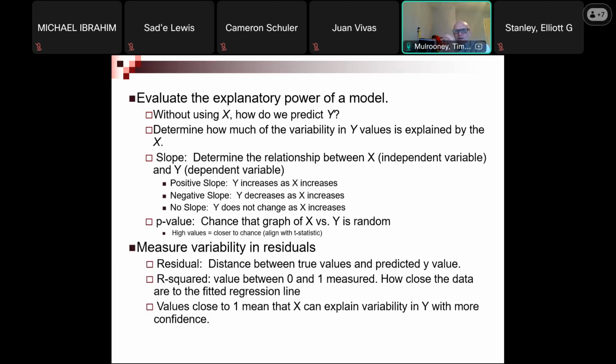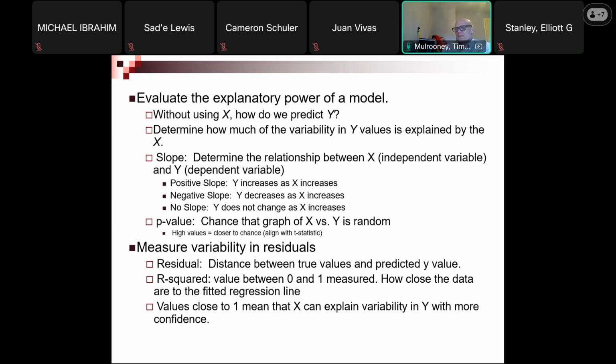But how do we evaluate the explanatory power of a model? What have we done thus far with our inferential statistics? We basically asked, do two groups equal each other? They should be independent samples. We can do pairwise from one time period to the next, but without using X, how do we predict Y? How much variability exists? And then we have the slope. So we determine the relationship between the independent variable and the dependent variable.